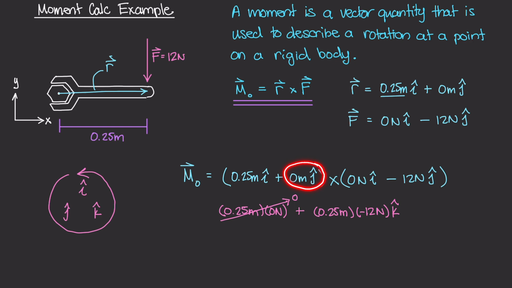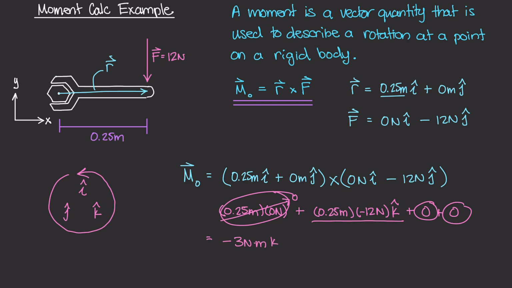Next, we move to this term right here. We're doing the y component crossed with the x component here. And to make this a little quick, 0 cross 0 is obviously just 0, so we can just add 0 to that. And then finally, this term times this term is also going to be 0, so we can just do plus 0. Okay, anyway, let's simplify this out. This whole thing is 0, this is 0, this is 0. We're only left with this one single term: 0.25 meters times negative 12 newtons is negative 3 Newton meters in the k direction.